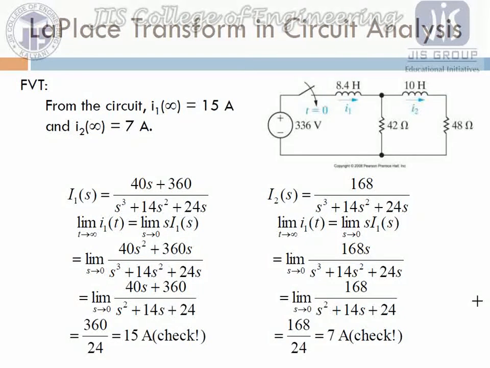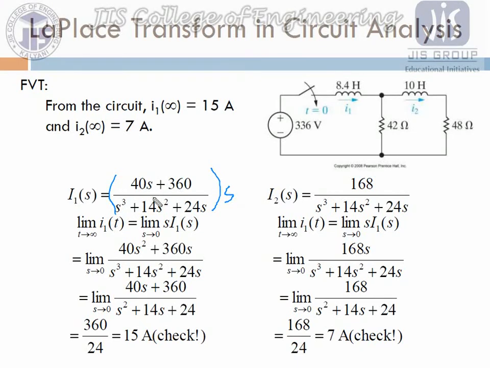Okay. For the final value theorem, as per the theorem, this is our formulation for I1 of s, and the equation is as per the final value theorem. This is the limit as t tends to infinity of I1 of t, or the limit as s tends to 0 of s into I1 of s. So whatever we have written is given over there. We have simply multiplied I1 of s by s.